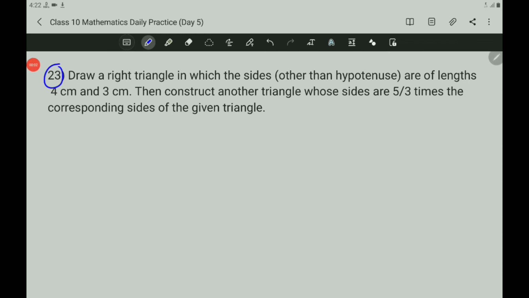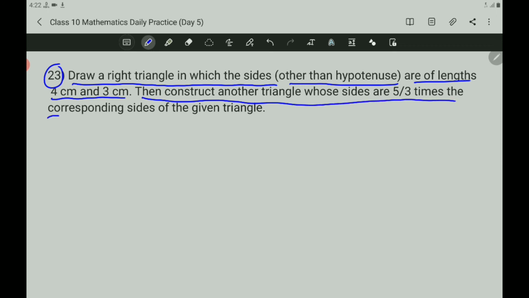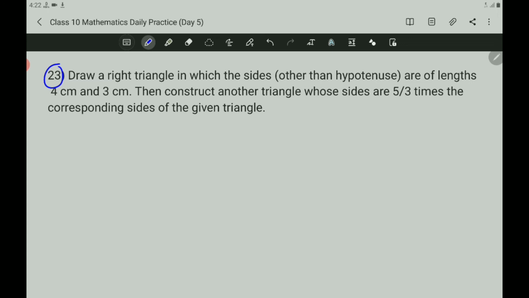Next question number 23. What is that question? Draw a right triangle in which the sides other than hypotenuse are of lengths 4 cm and 3 cm. Then construct another triangle whose sides are 5 by 3 times the corresponding sides of the given triangle. Children, you go through the construction video and take the help of that video and do this construction. This construction is already done in that construction chapter.